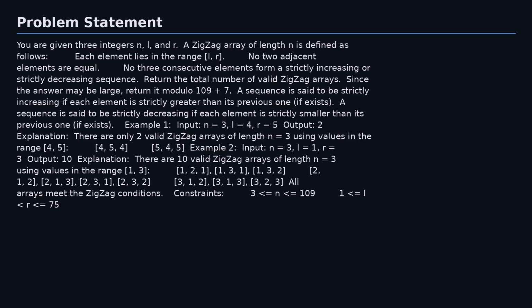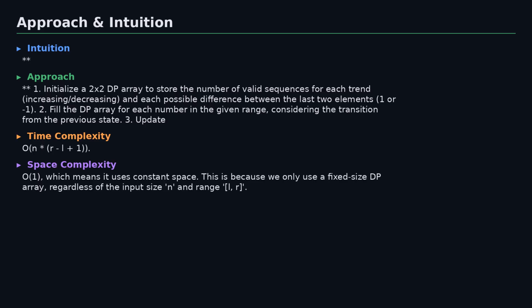To solve this problem, we need to understand the core insight, which is that a valid sequence can only be formed by appending a number that is different from the previous one and doesn't create a strictly increasing or decreasing sequence. Think of it like a zigzag line, where each point must be above or below the previous one, but not in a straight line. We can use dynamic programming to track the number of valid sequences ending with an increasing or decreasing trend.